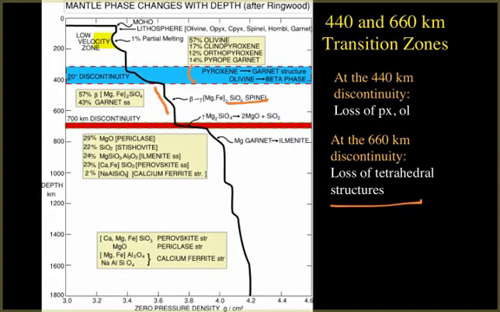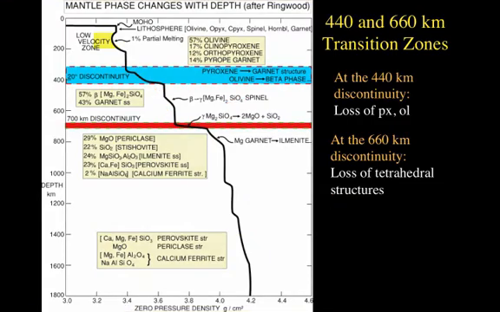In the lowermost mantle, we see continued phase changes to these denser structures, garnet going to an ilmenite. Any silica is a stishovite, not quartz. And we see phases like perovskite form. The next slide will show you a bit more about that.